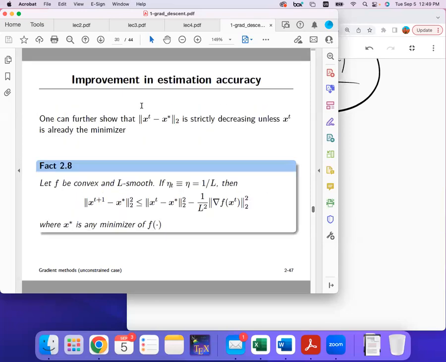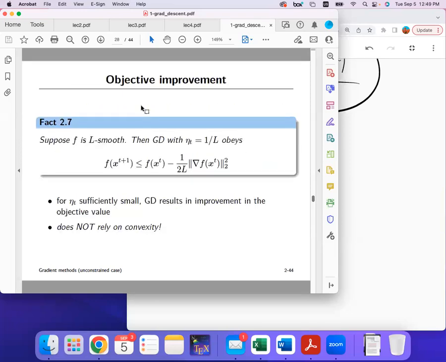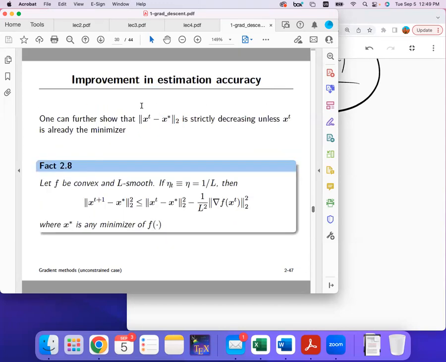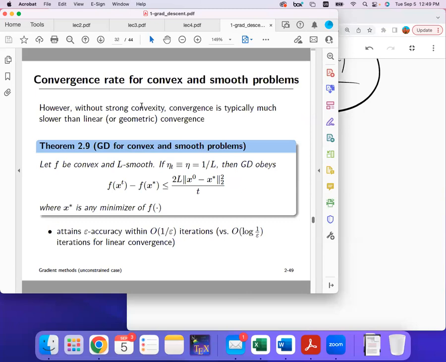So we have these two results, right? Let's recall these two results. One is that the function value is decreasing. The other is that the distance is decreasing. Combining these two, we can further show this main theorem. This is the main convergence guarantee for gradient descent. Let's look at this one.